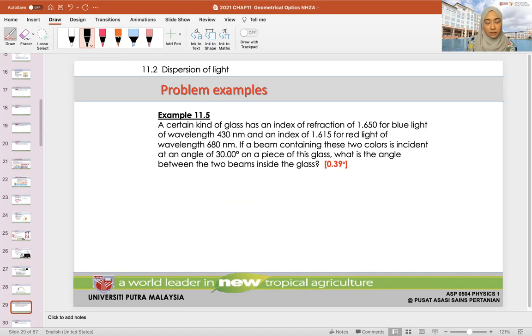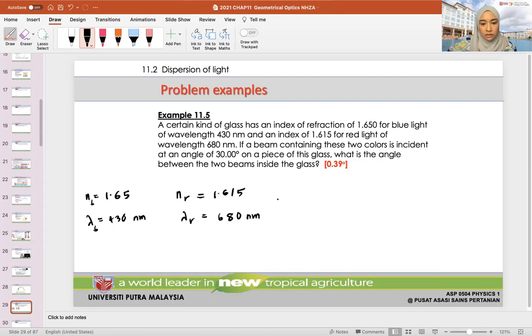Let's go to this example. A certain kind of glass has an index of refraction of 1.65 for blue light, let's call this nB, of wavelength 430 nanometer, and an index of 1.615 for red light. When you are shining red light, the n is 1.615, and the wavelength is 680 nanometer. They have different n's because of the different wavelengths. This is the same type of glass, just one glass, but it has different n's with respect to lambda.